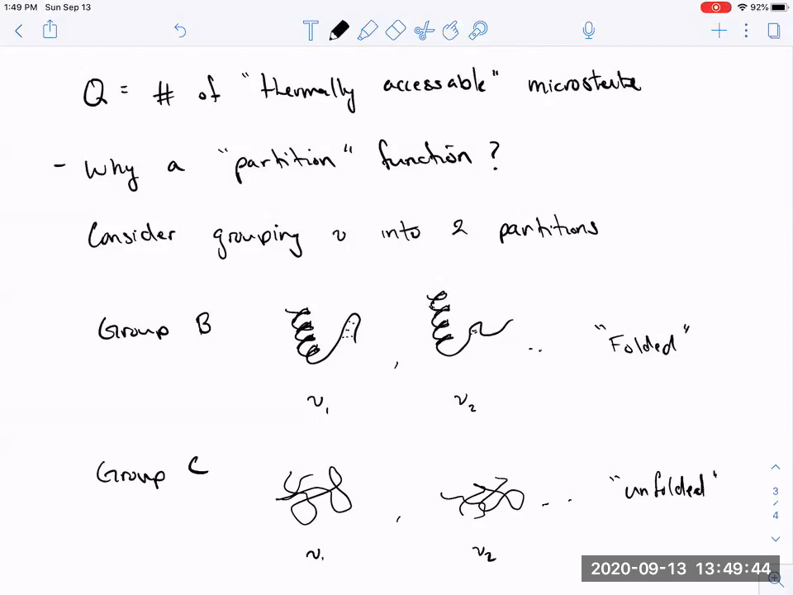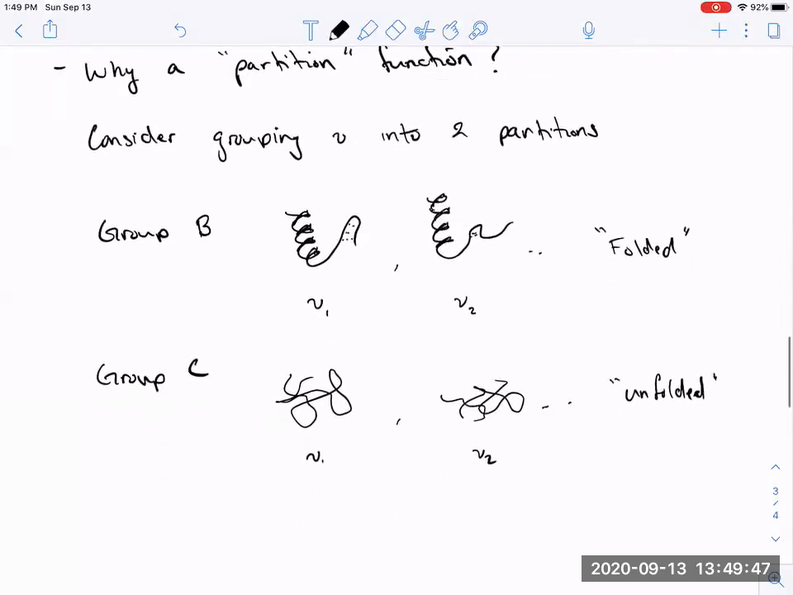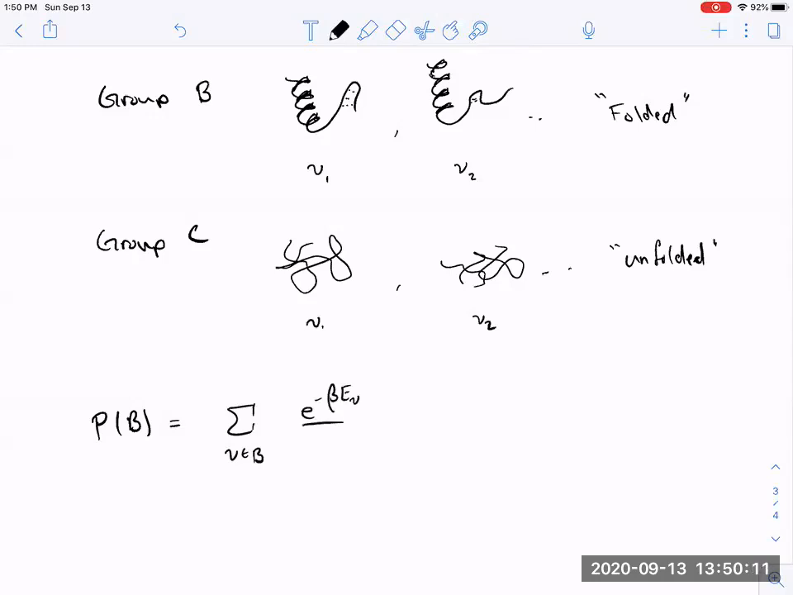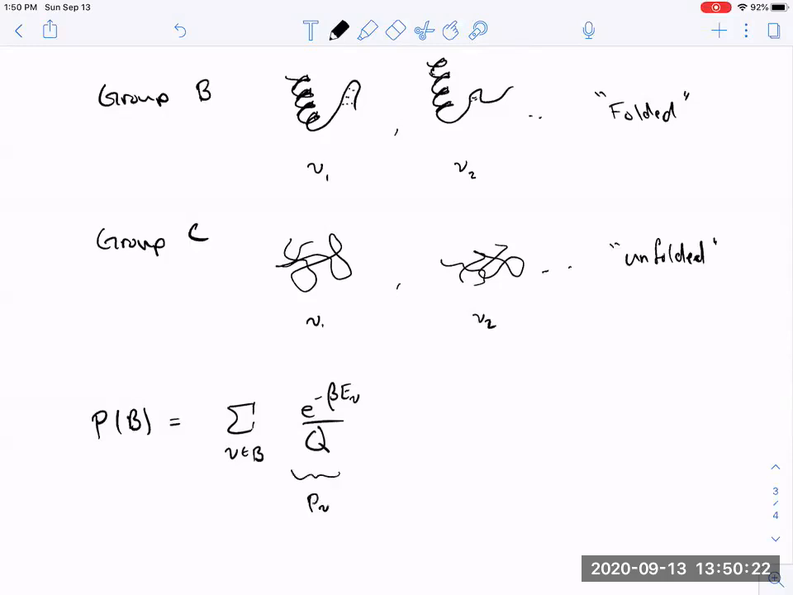All right. Now for either of those groups, I could compute the probability of being in that group, say the probability of being in group B. To do that, I would need to sum over all the microstates in that group, weighted by the probability of that microstate, which for this open system is just this Boltzmann factor, now normalized by that partition function. So this is just the probability of a state.